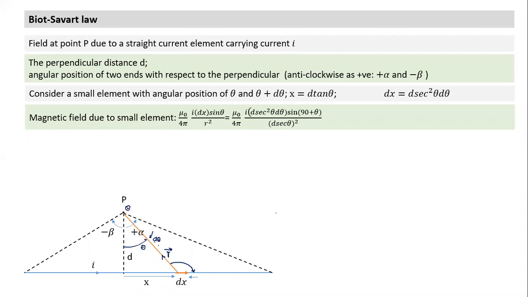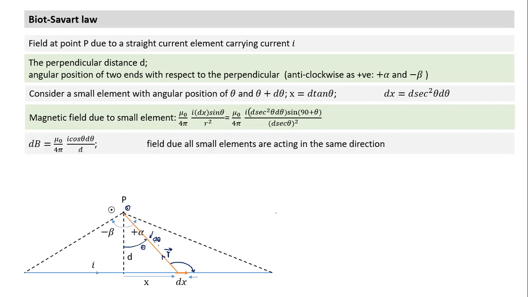And all elements will create field in this direction, so we don't have to take components and then add. Since all fields are in the same direction, I can directly add. Algebraic sum is the vector sum. That's the direction of field. So what is dB? What are the terms which cancel out? One d cancels out. What is left in the denominator? d. I by d. You notice here, I by d is the normal dimensions of field formula.